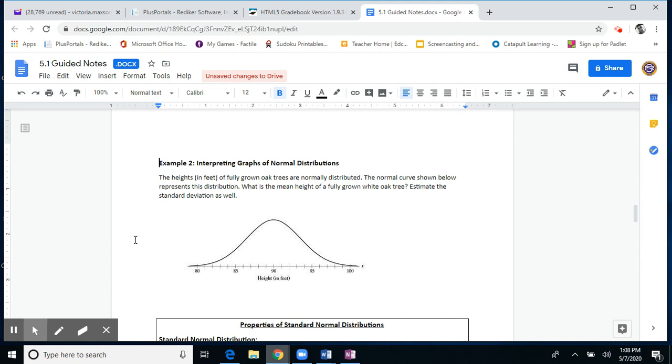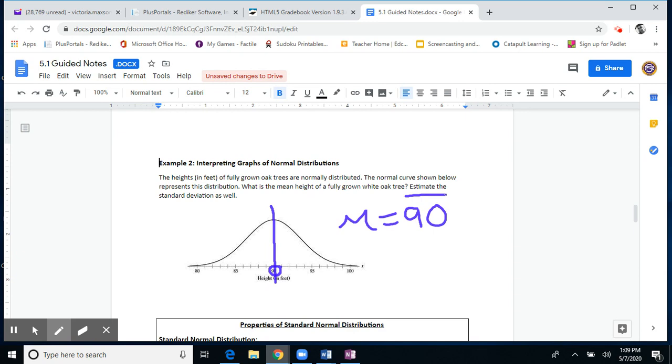So this example says the heights in feet of full-grown white oak trees are normally distributed. Like I said, continuous data, height is a form of continuous data. The normal curve shown below represents this distribution. What is the mean height of a fully grown white oak tree? Estimate the standard deviation as well. Based off of this graph, the mean is always in the middle. We take a line and put it right down the middle. Our mean height would be 90.